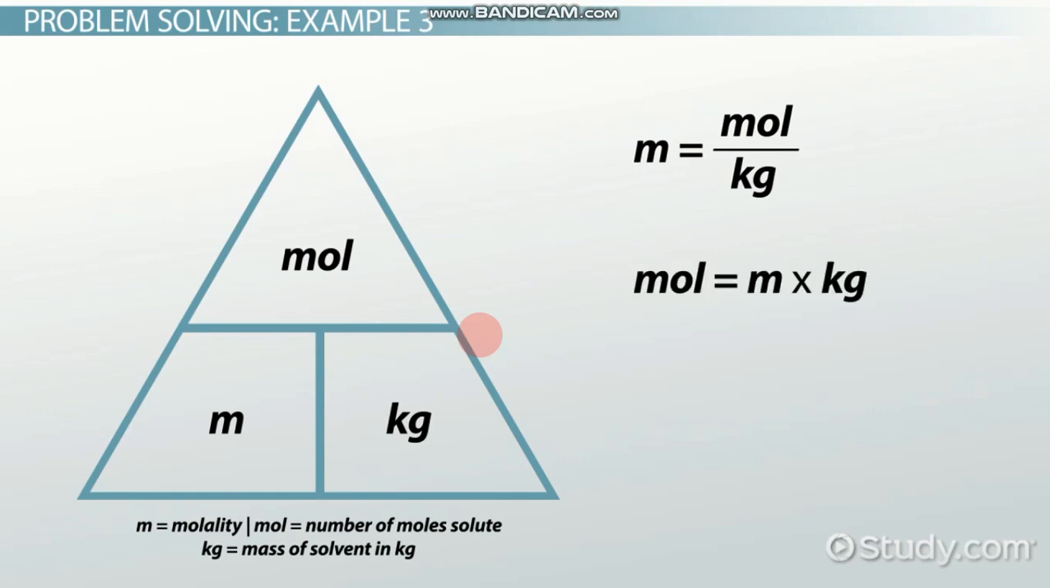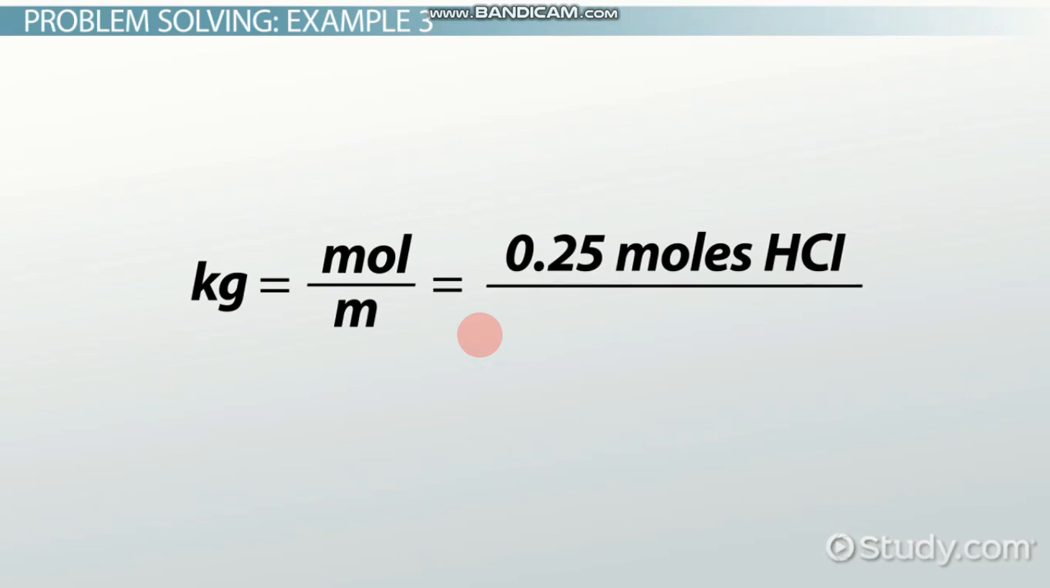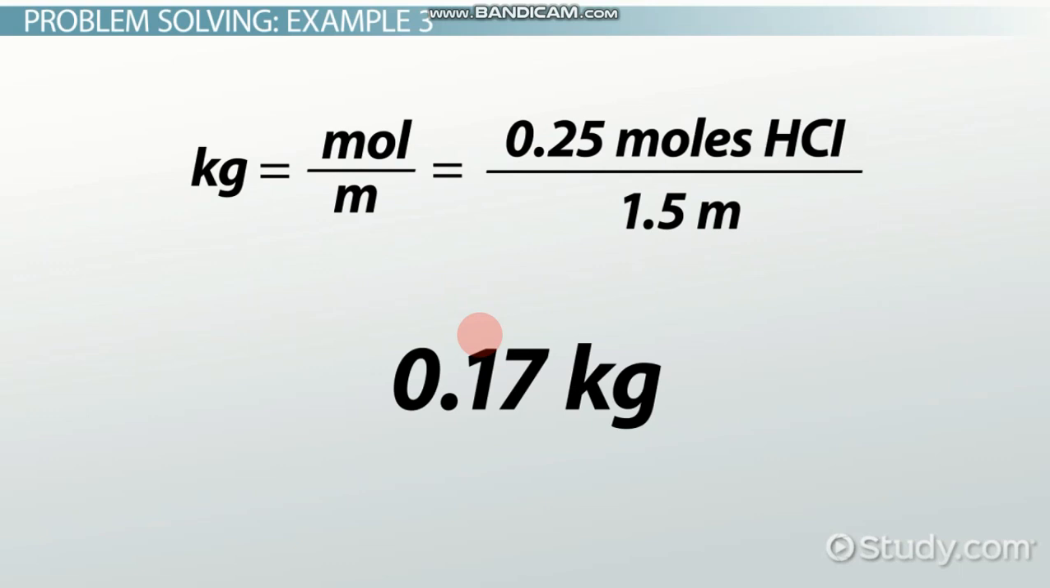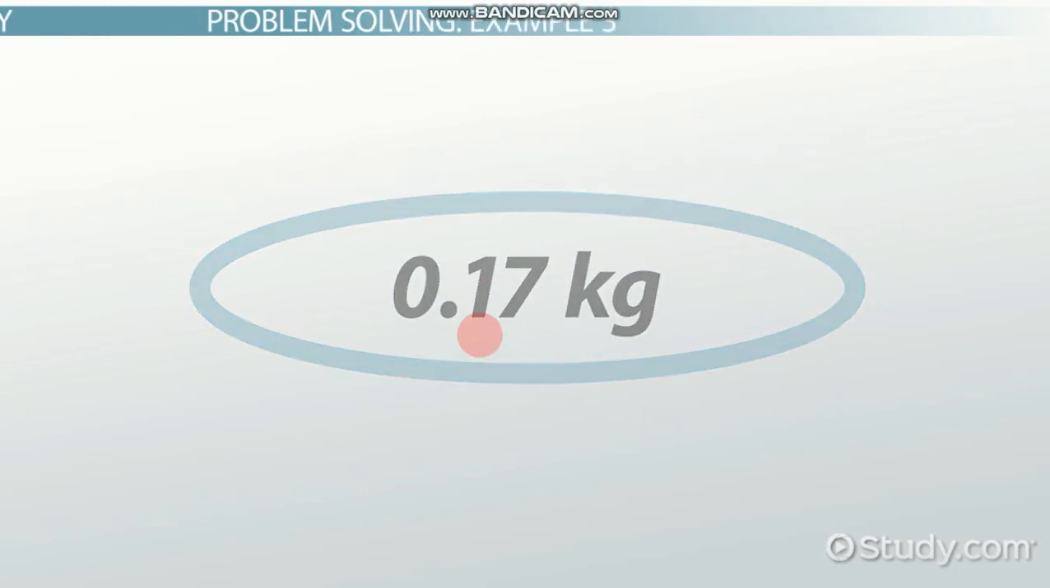Now we can more easily see that molality equals moles over mass in kilograms. The number of moles is molality times mass in kilograms, and mass in kilograms equals the number of moles over molality. Therefore, the mass of our solvent equals 0.25 moles of hydrochloride over a molality of 1.5 moles, which equals 0.17 kilograms. The mass of the solvent is 0.17 kilograms.